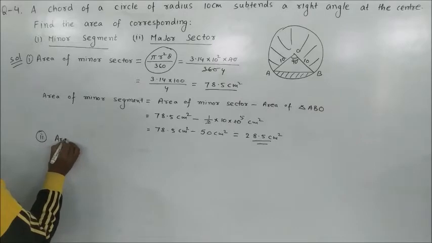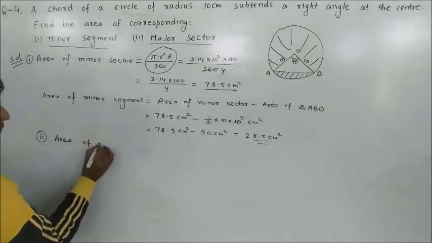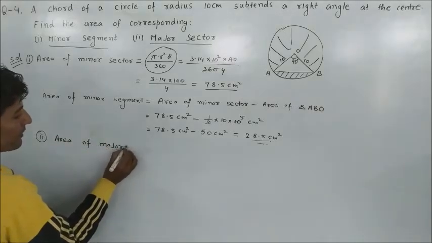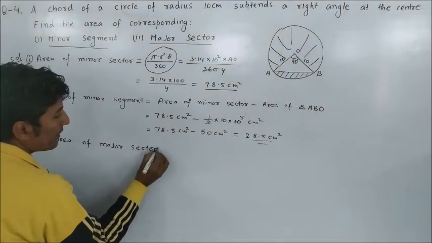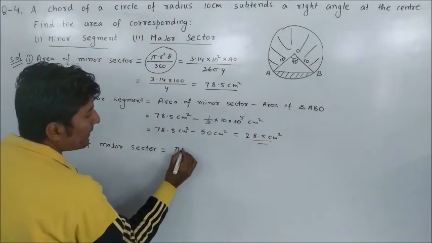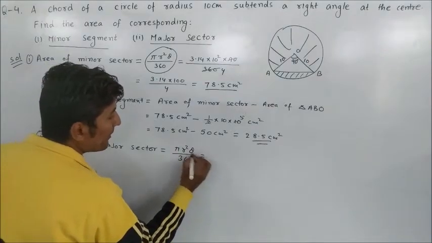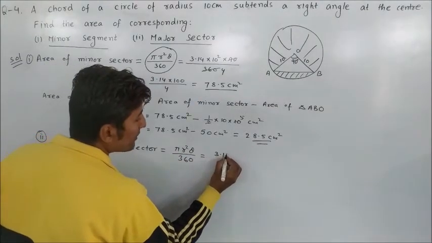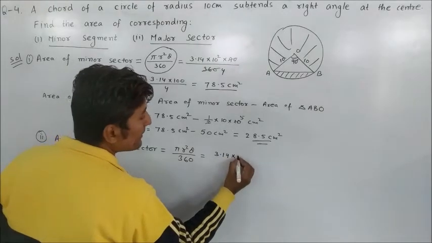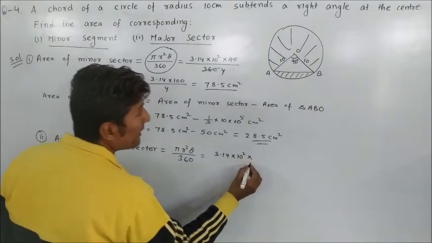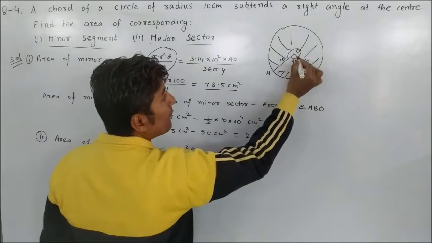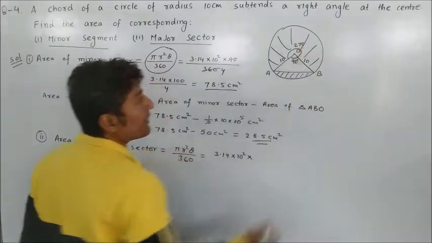Area of major sector will be equals to pi r square theta upon 360 degree. In place of pi we have to use 3.14. Radius is given 10, so we can write here 10 square. Now this whole angle will be equals to 270 degree.